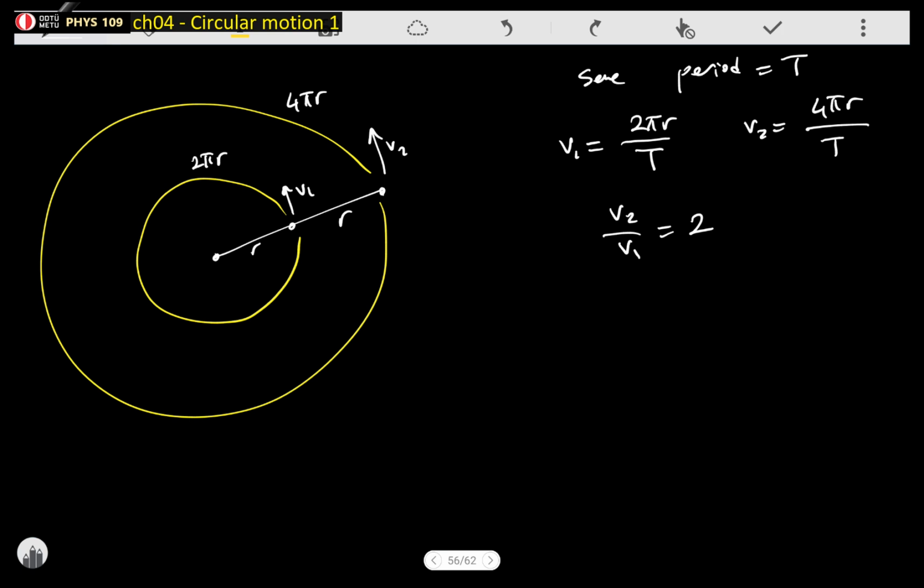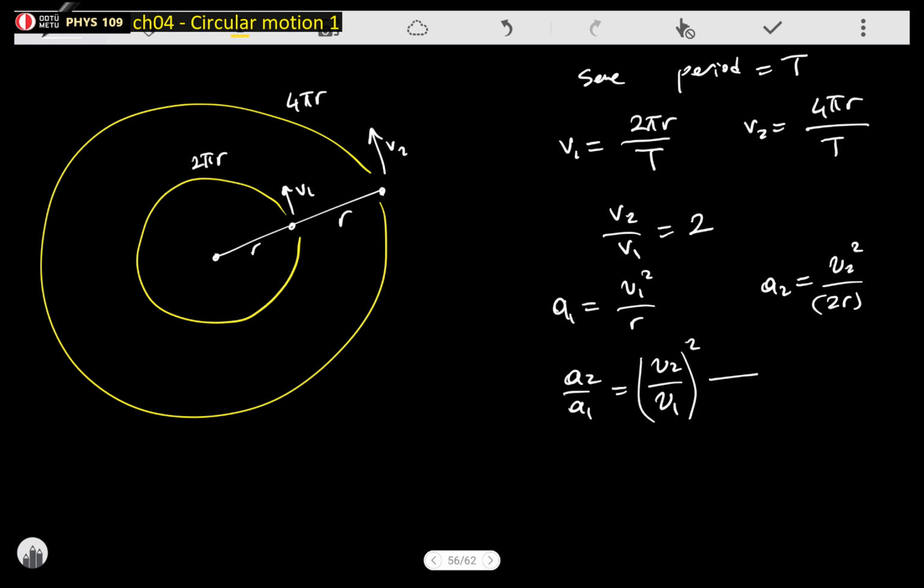So we are going to see that this thing is a general rule later, but right now let's just try these. In that case, if I express the acceleration, a1 would be v1 squared divided by r, and a2 would be v2 squared divided by 2r. So therefore, a2 divided by a1, let's say it like this. This is v2 divided by v1 squared, and then 2r in here. Let me express it like this. So in that case, this is 2 squared divided by 2, so that's again equal to 2.